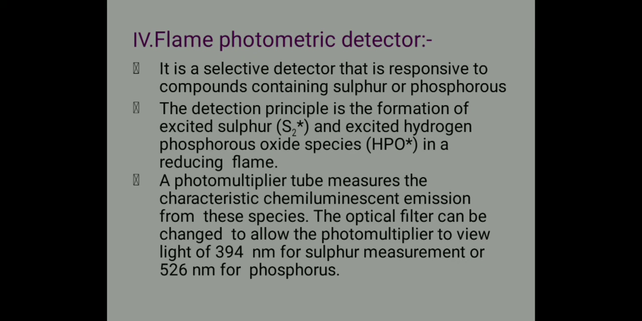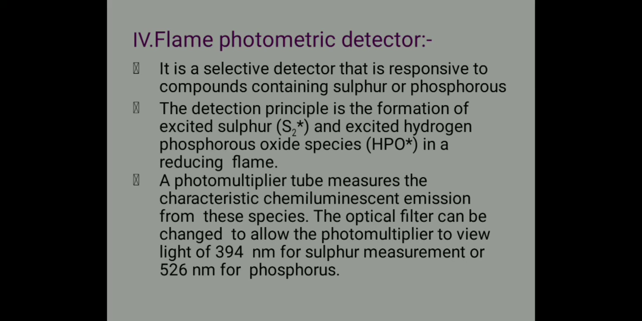Next we have flame photometric detectors. It is a selective detector that responds to compounds containing sulfur or phosphorus. The detector principle is the formation of excited sulfur and excited hydrogen phosphorus oxide species in a reducing flame. A photomultiplier tube measures the characteristic chemiluminescence emission from these species.